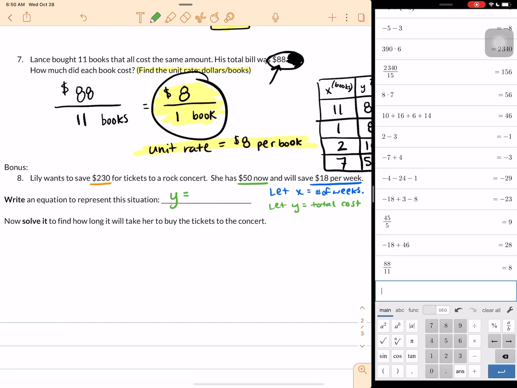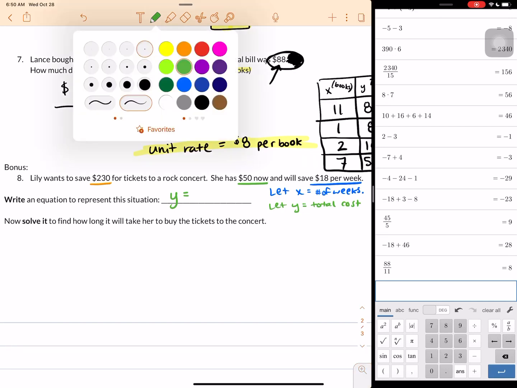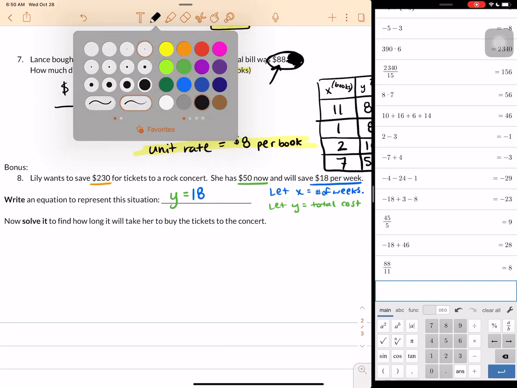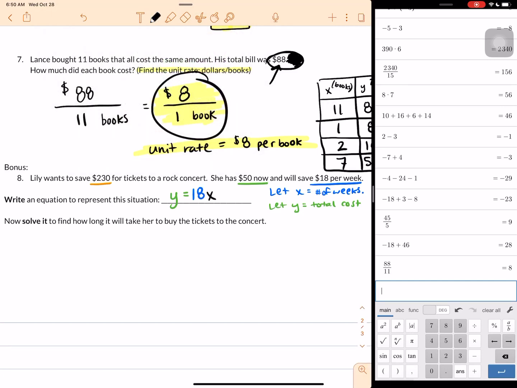Y equals, I know she's going to be earning $18 per week. So $18 every week, X. And I know that she already has $50 now. So I'm going to add a $50 piece to that because I know she's going to save this much each week, adding to what she already has. We actually know this Y here. The Y is really $230. So we know that she needs to get up to $230.